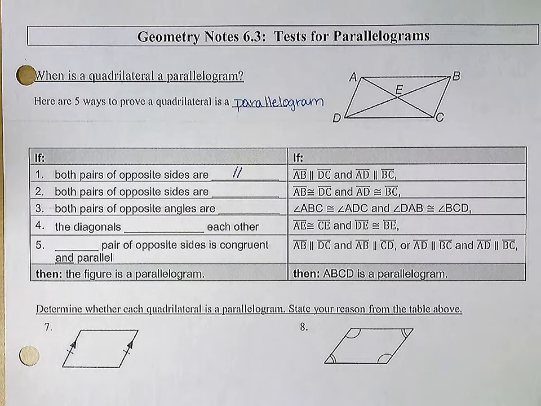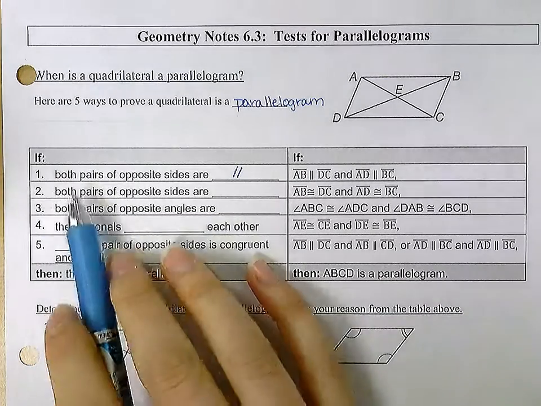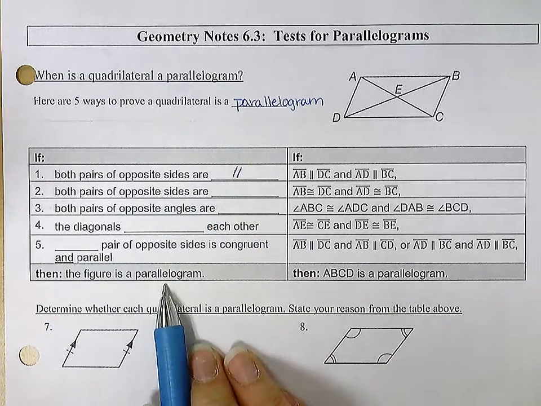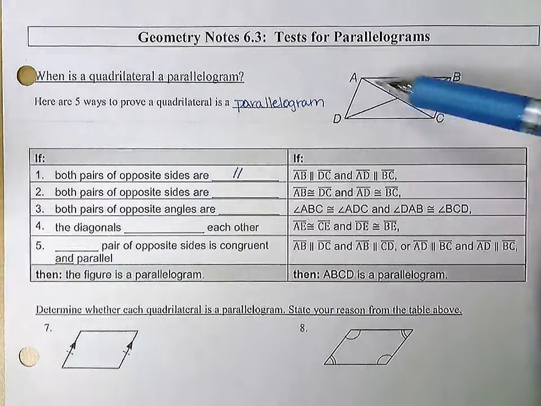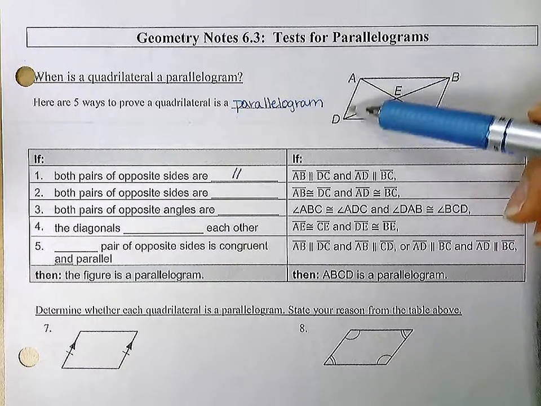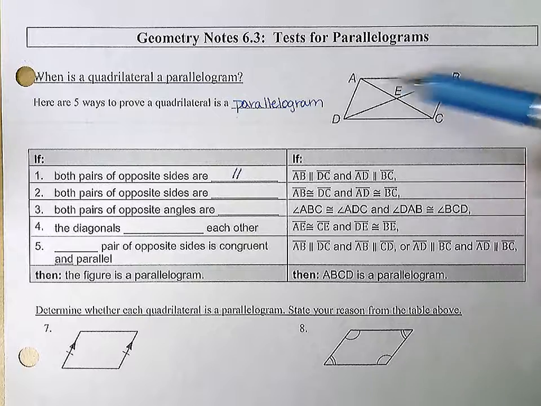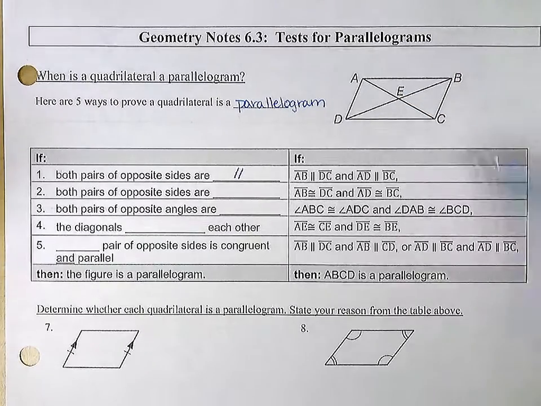I'm just going to use the symbol for parallel. So if both pairs of opposite sides are parallel, then the figure is a parallelogram. So in our picture up here, if we have AD parallel to BC and AB parallel to DC, then I could say, yes, that is a parallelogram.